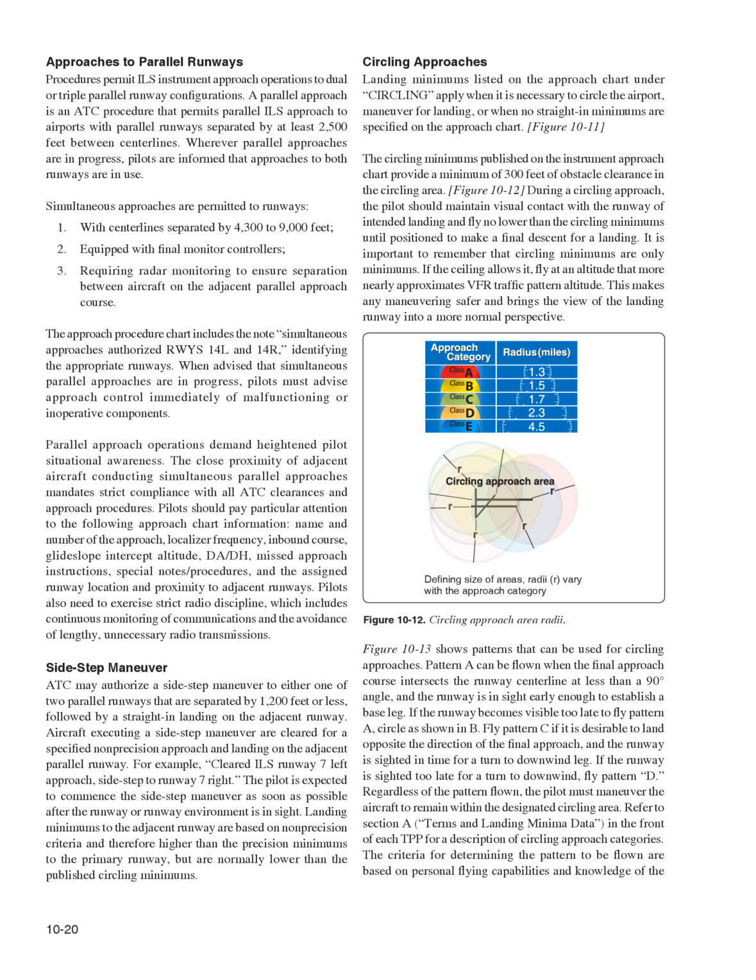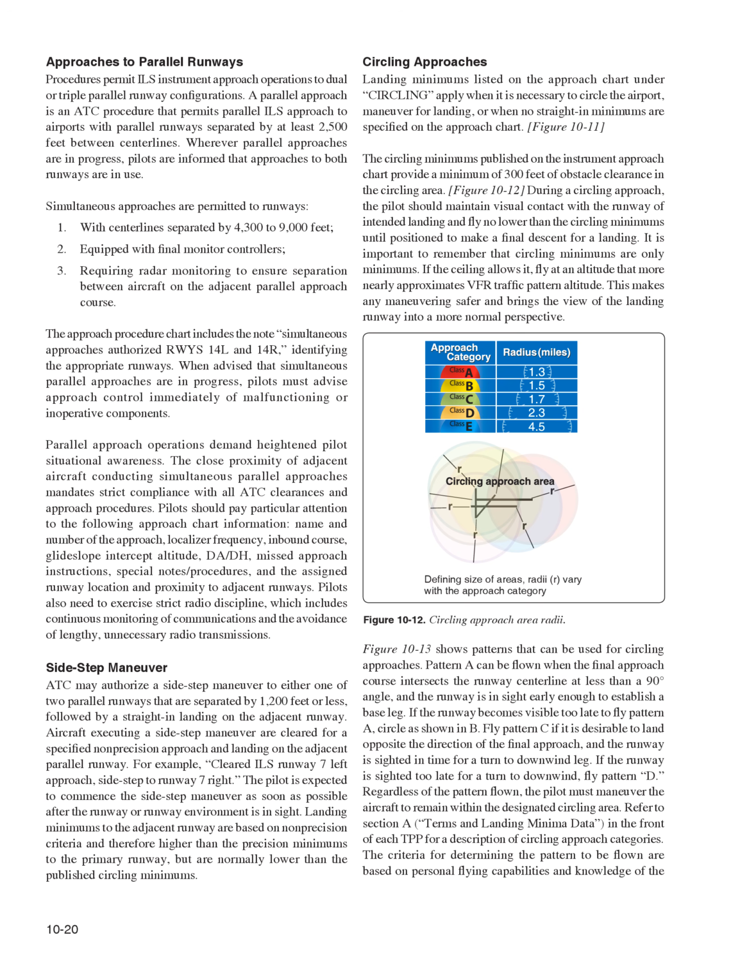Pilots should pay particular attention to the following approach chart information: name and number of the approach, localizer frequency, inbound course, glide slope intercept altitude, DA/DH, missed approach instructions, special notes/procedures, and the assigned runway location and proximity to adjacent runways.